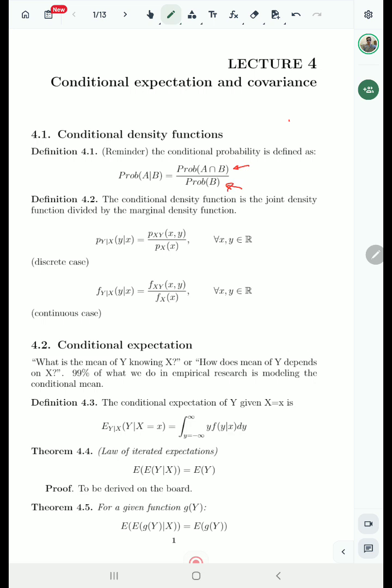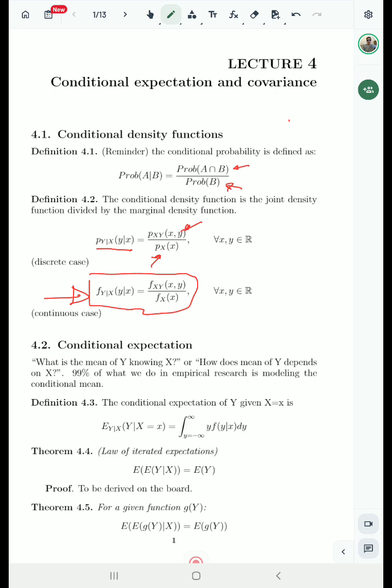By the same logic, we define the conditional probability mass function. The probability mass function of y given x is just the joint probability mass function of x and y divided by the marginal probability mass function of x. The same goes for continuous random variables. The conditional probability density function is just the joint PDF divided by the marginal PDF.